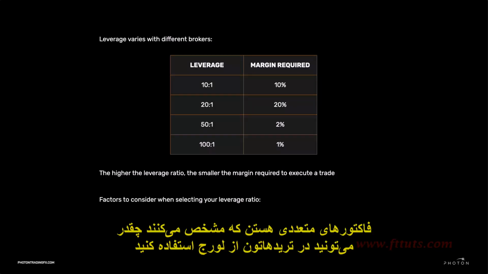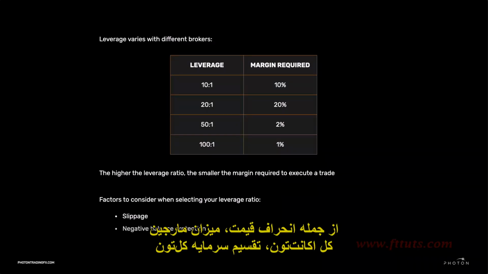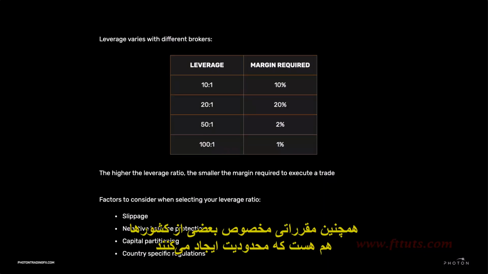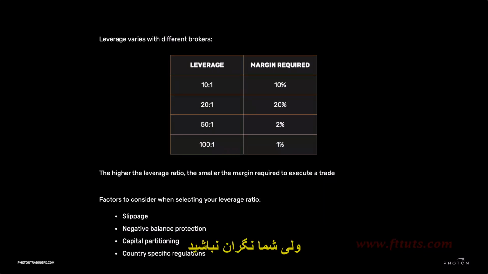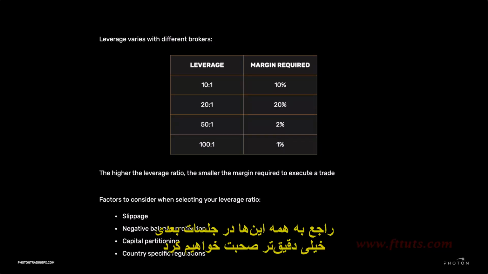There are various factors that come into play when deciding what amount of leverage to choose for your brokerage account, such as slippage, negative balance protection, capital partitioning, and country-specific regulations. But again, don't worry, all of this we will discuss in more detail in the following lessons. Now, having a $500 margin leveraged all the way up to $50,000 sounds pretty fantastic, right? Well, it is until you abuse it.